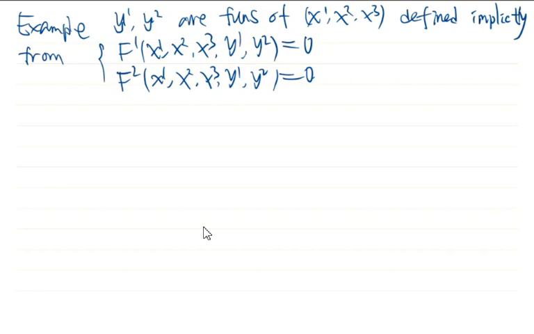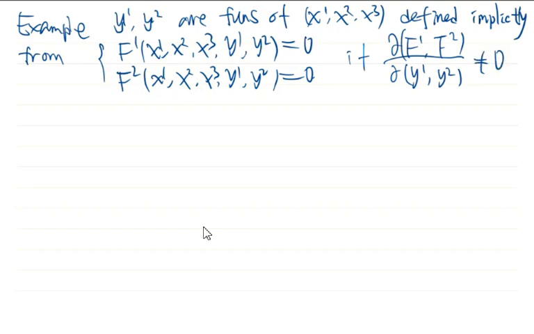So when can this be true, when can we solve y1, y2 to be a function of x1, x2, x3 from these two equations? The implicit function theorem tells us that if this condition, the Jacobian determinant of F1, F2 with respect to y1, y2 is not 0, is fulfilled, then we can solve y1, y2 from this system of equations, capital F1, capital F2 equals 0. We can solve for y1, y2 using x1, x2, x3.